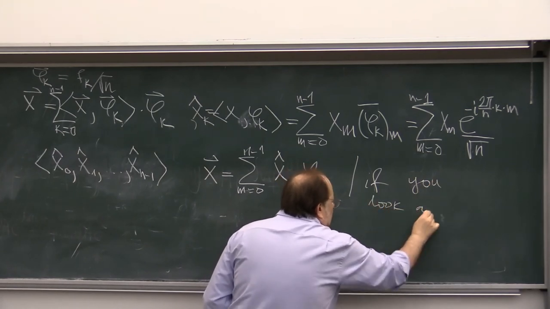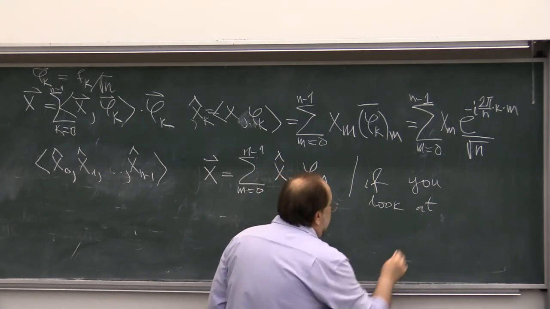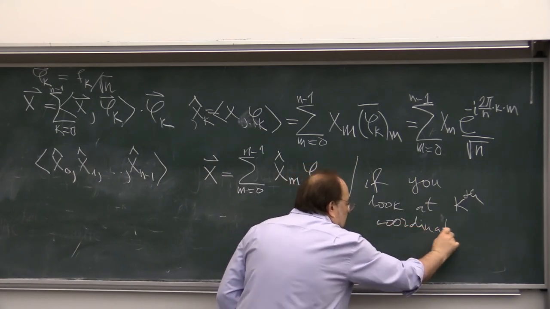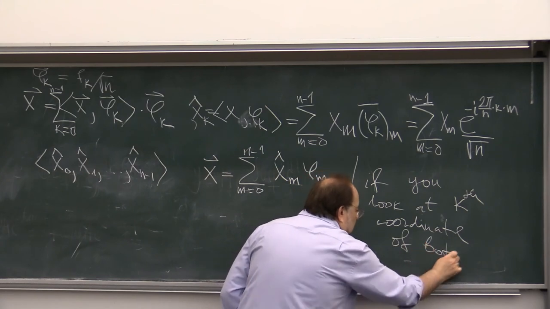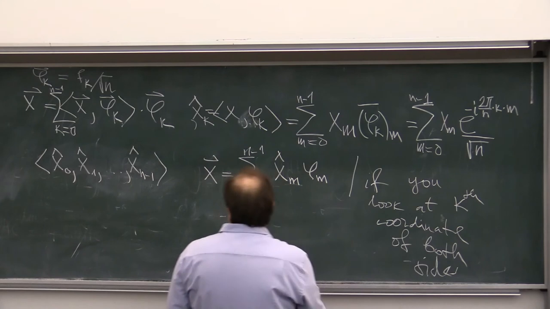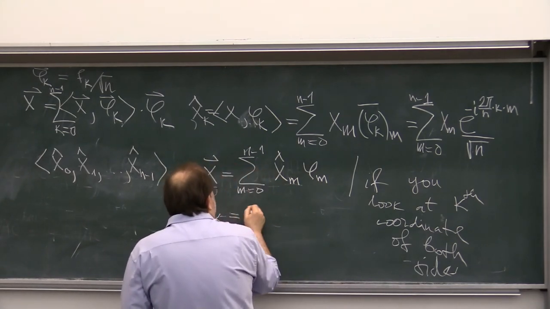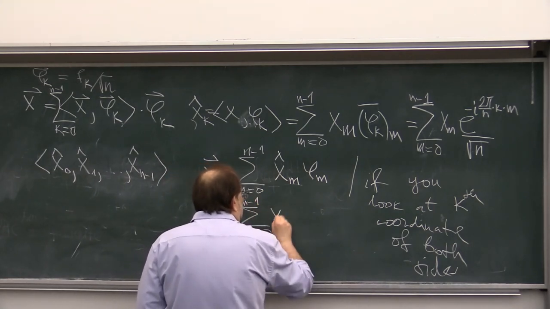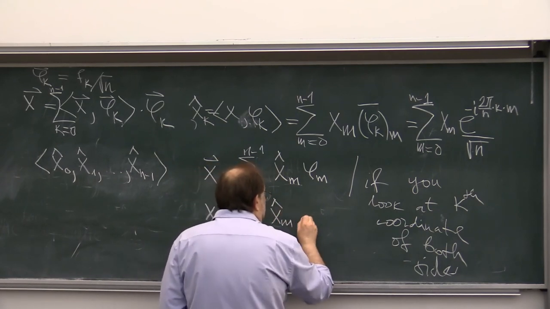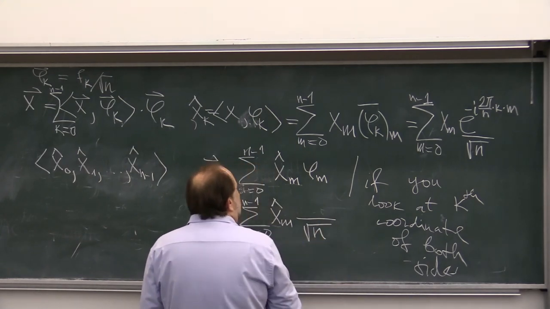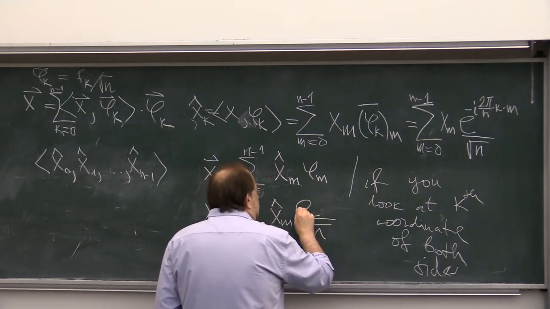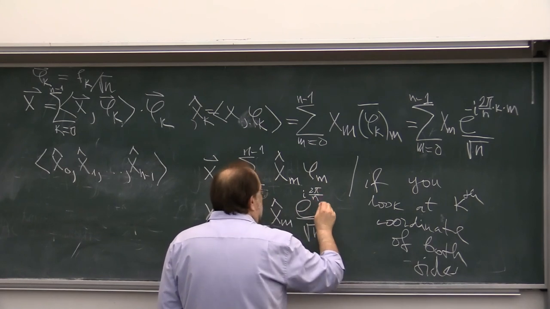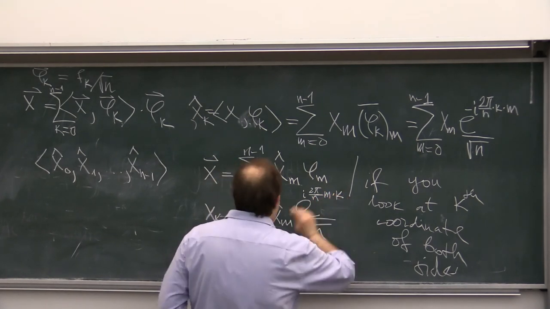And if you look at the kth coordinate of both sides, then you get that xk is equal to the sum m equals from 0 to n minus 1 of xm hat, and here you have on the bottom square root n, on the top is e to the power I 2 pi divided by n times m times k.